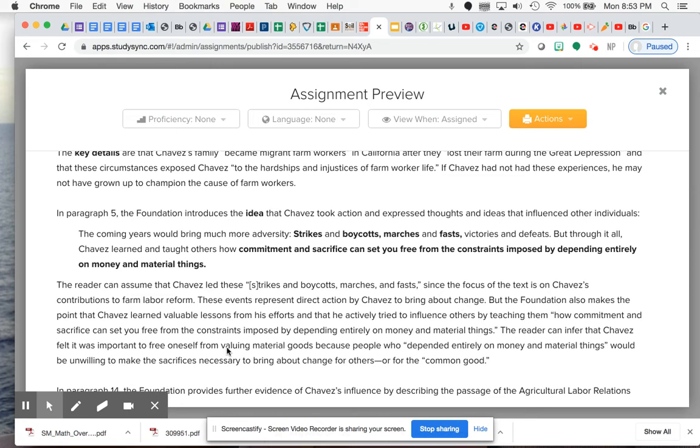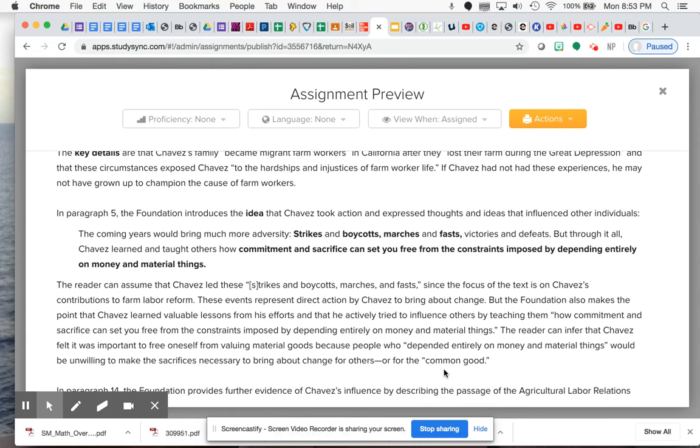But the foundation also makes the point that Chavez learned valuable lessons from his efforts and that he actively tried to influence others by teaching them how commitment and sacrifice can set you free from the constraints imposed by depending entirely on money and material things. The reader can infer that Chavez thought it was important to free oneself from valuing material goods, because people who depend entirely on money and material things would be unwilling to make the sacrifices necessary to bring about change for others or for the common good.